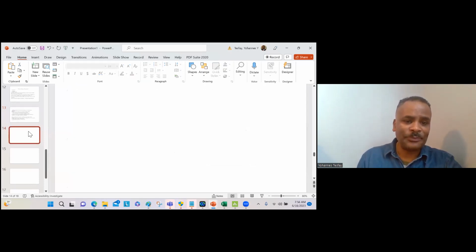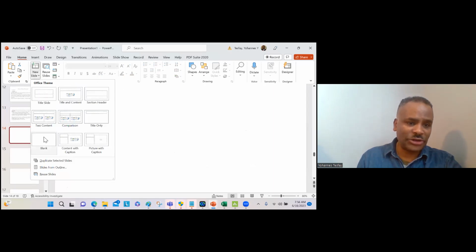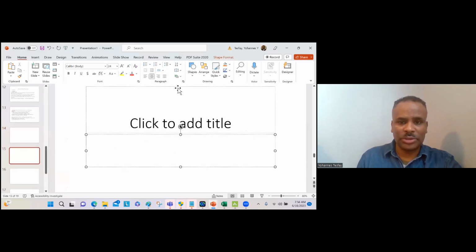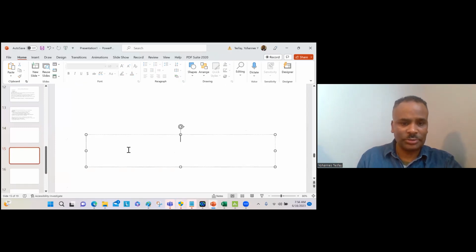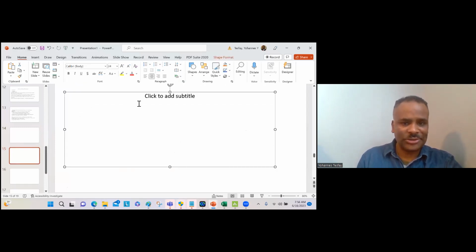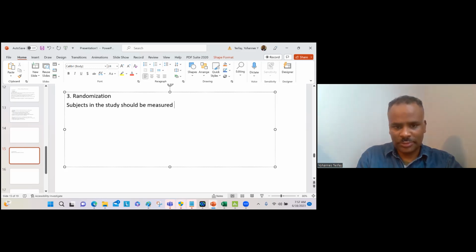So this is the second principle of design of experiment, and the third is randomization. What does randomization mean? Okay. Subjects in the study should be measured randomly.